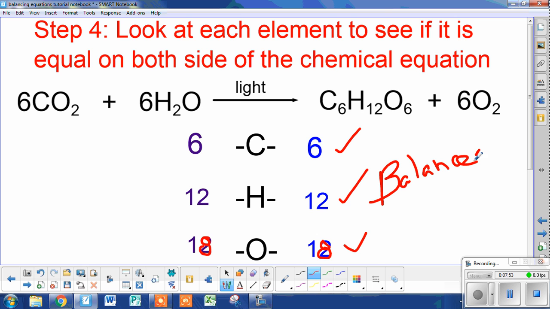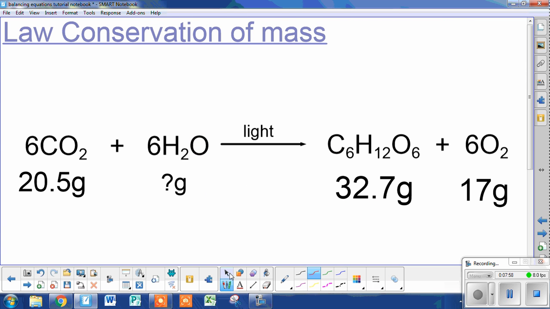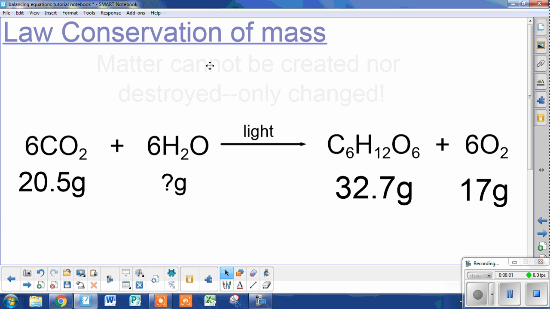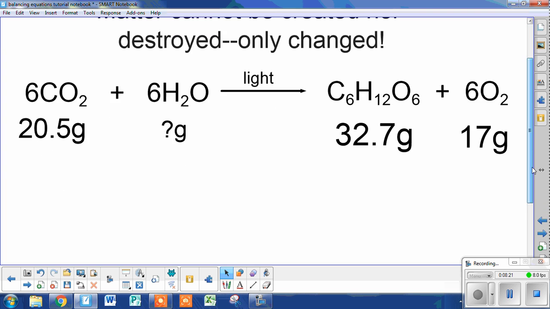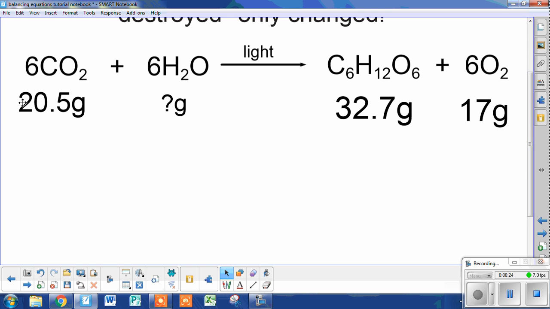Whenever we talk about a balanced equation, that means the law of conservation of mass. Whenever an equation is balanced, matter cannot be created nor destroyed. We only changed it, because a chemical reaction means we created something new. I've noticed that we've struggled with something that looks like this, where we have some grams, and then some grams on the other side. Remember, when we talk about the law of conservation of mass, we're talking about a balanced equation. So whatever is on the reactant side of our reaction has to be equal to whatever is on our product side.